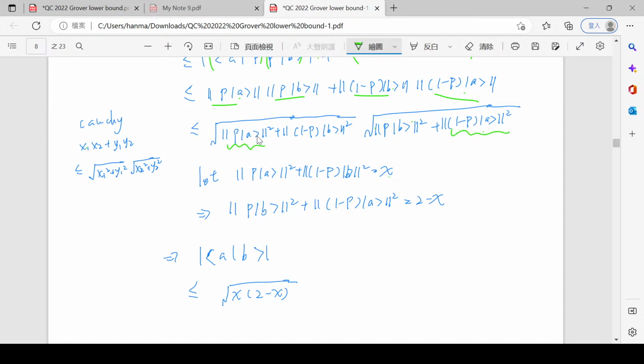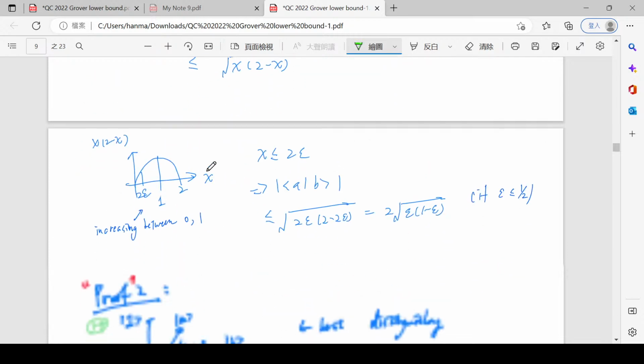Because it's a projector on P, the probability of A on P and the probability of A on 1 minus P should sum to 1. And also this term and this term should sum to 1. So because of those, you see that this whole thing and this whole thing should sum to 2. So if we call this x, then this should be 2 minus x. So the whole thing should be less than 2x times 2 minus x, square root of x times 2 minus x.